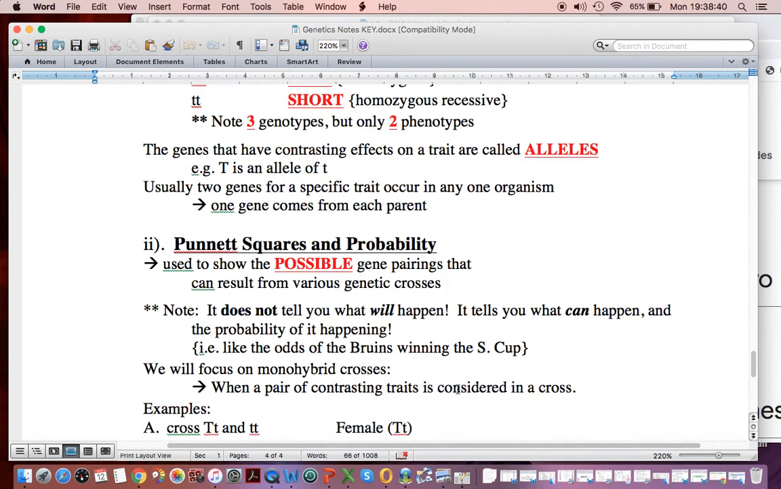Now, Punnett squares and probability. These show us the possible gene pairings from a cross. So that means when we have 2 different organisms contributing sex cells, what kind of combinations can we get? There are some times where it's 100% guaranteed that we'll get something or won't get something. And that's if there's a 100% chance or a 0% chance of it happening. But if it's not 100% or 0%, then we have to worry about probability, the odds. What could we get?